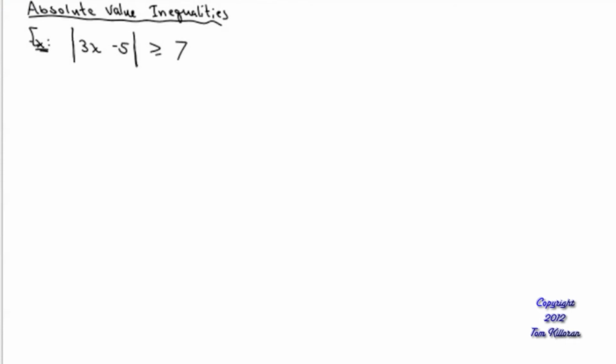Separate it into a positive part and a negative part. So your assumption is going to be, well, 3x minus 5 is either going to be a positive value or 3x minus 5 is going to be a negative value. All right. If it's positive, 3x minus 5 just pops out by the definition of absolute values. It's going to stay greater than or equal to 7.